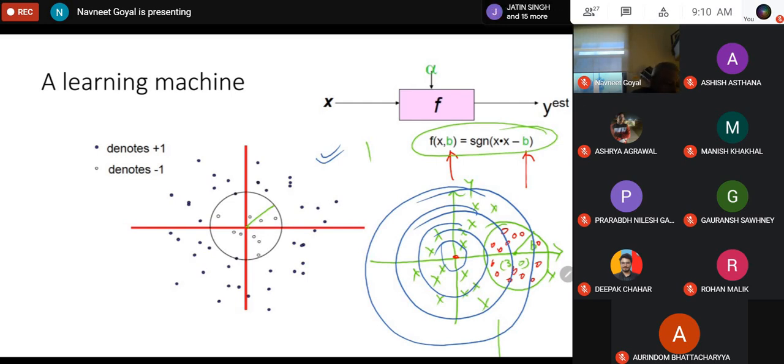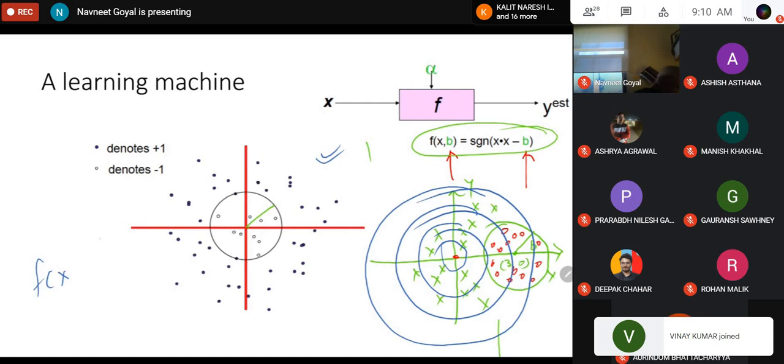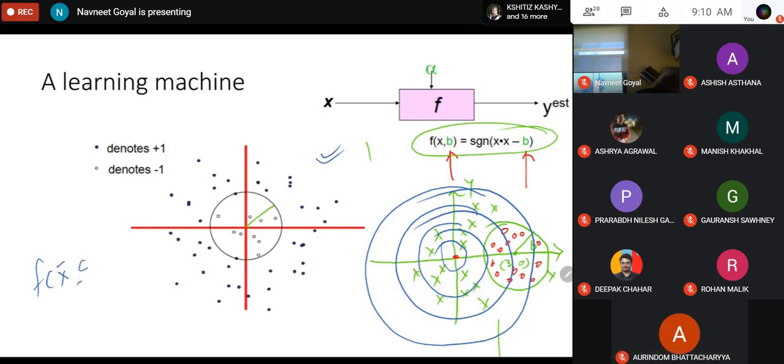So what I have done here is make this model slightly more complex. I introduce another hypothesis class, which is like x, and then I'll call it the center, and then b, the radius. And this would be equal to the sign of, yeah, what? So this is the center.